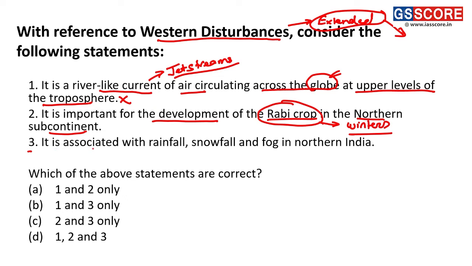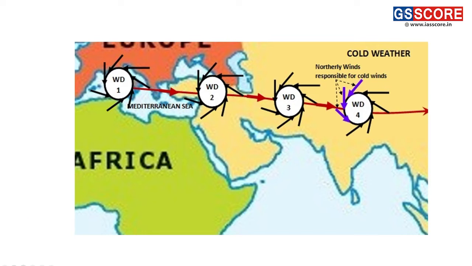Statement 3. It is associated with rainfall, snowfall and fog in northern India. Here, rainfall occurs in parts of Delhi and western Uttar Pradesh, snowfall in the region of the Himalayas, and fog also occurs in the Himalayan region. Thus, statement 1 is incorrect, but statements 2 and 3 are correct, making the answer C, 2 and 3 only.